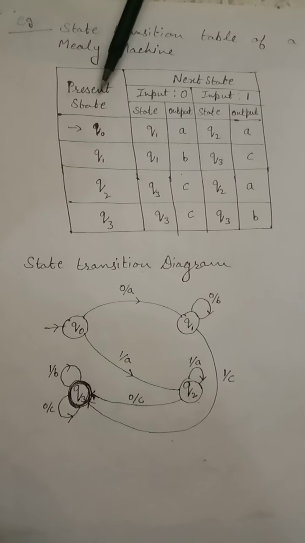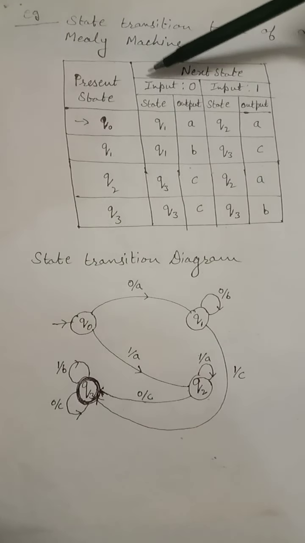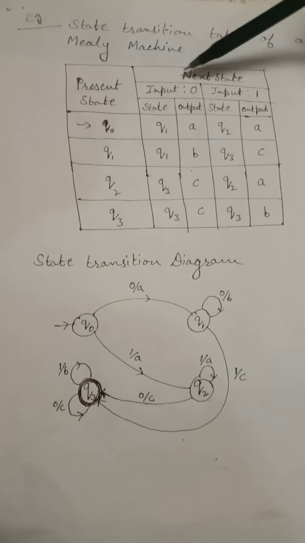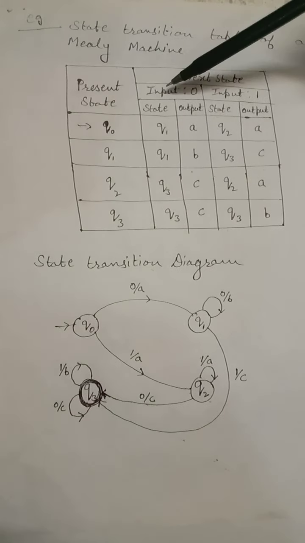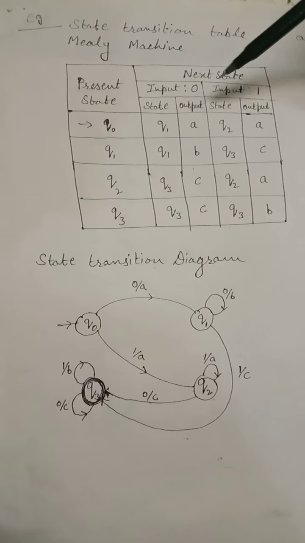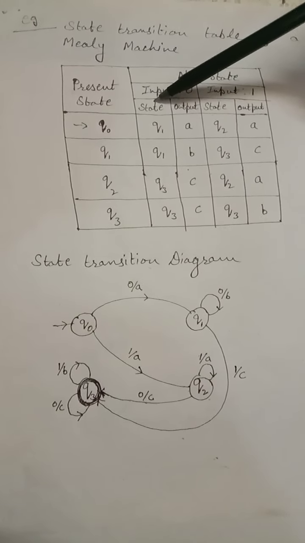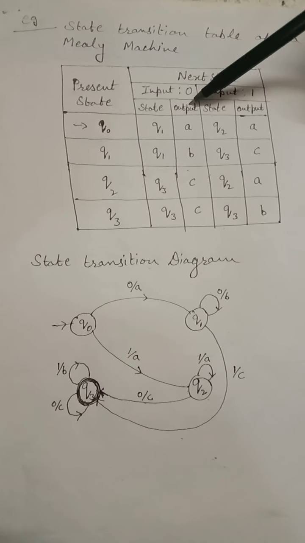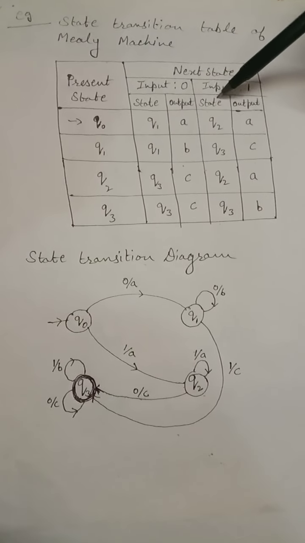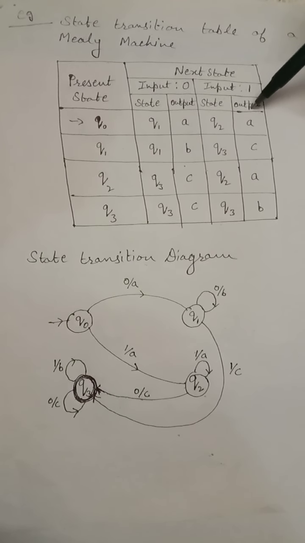The first column shows the states and the next states after transition. There are two inputs, 0 and 1. Corresponding to both the inputs we have two columns, next state and the corresponding output. Here with input 1, next state and output.